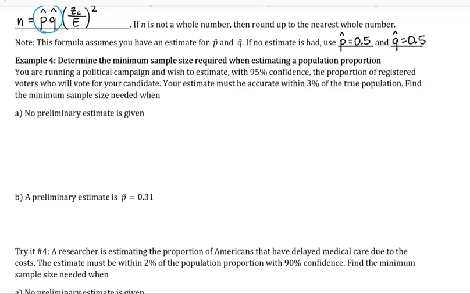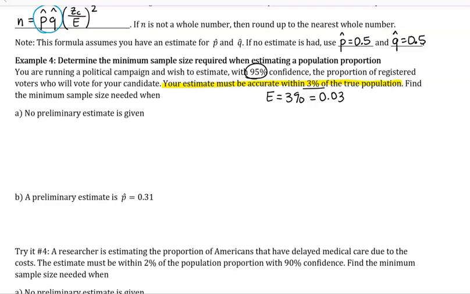So let's say that you're running a political campaign and you want to estimate with 95% confidence the proportion of registered voters that will be voting for your candidate. And you want your estimate to be within 3% of the true proportion. This sentence right here is very important because when they tell us what we want to be within, that is giving us our margin of error. So we're saying that E is equal to 3%. And 3% written as a decimal is 0.03. Divide that 3 by 100.